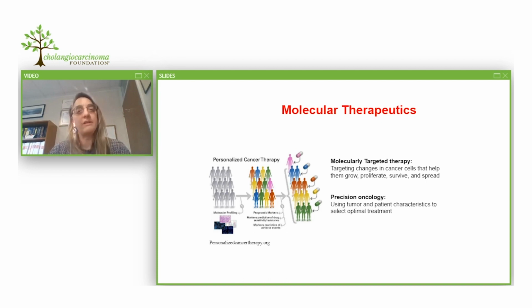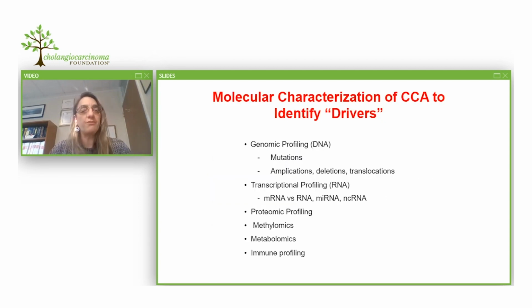We talk a lot about molecular targeted therapy. The concept here is targeting changes in cancer cells that we believe help them grow, proliferate, survive, spread. Using these targeted therapies, informing the decisions using tumor and patient characteristics to select the optimal treatment is often referred to as precision oncology or personalized cancer therapy.